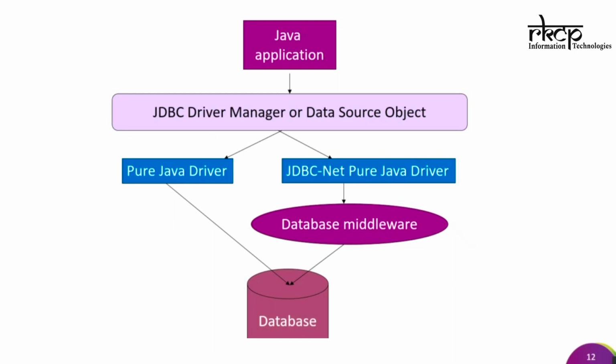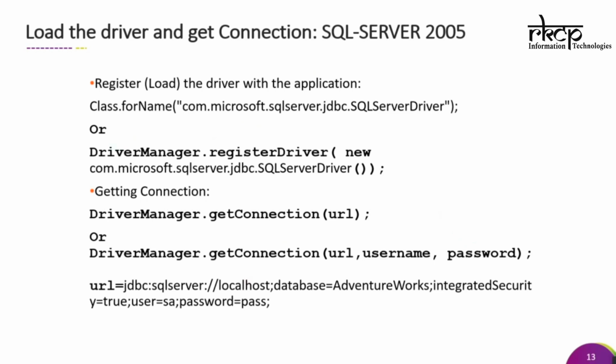See the type 3, type 4 difference. In type 3, you have the JDBC-Net pure Java driver, but it takes help from the middleware. Taking help from the middleware, a third party, is a costly task. So they introduced type 4, which is a pure Java driver, and using that, we will get the connection with our database. When I show the example, I will give the demo related to Oracle, how to load a driver.